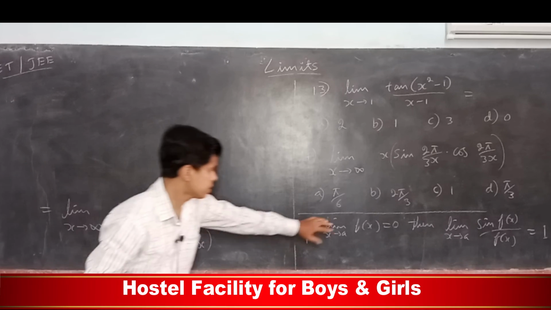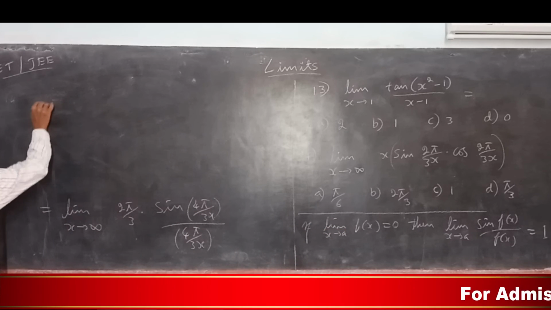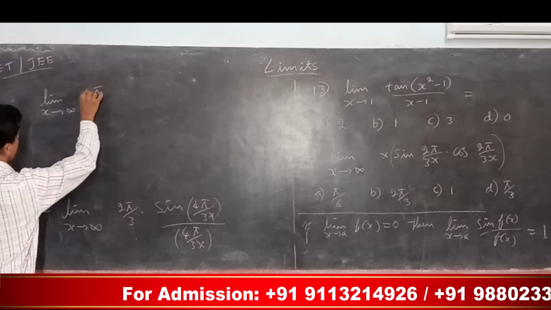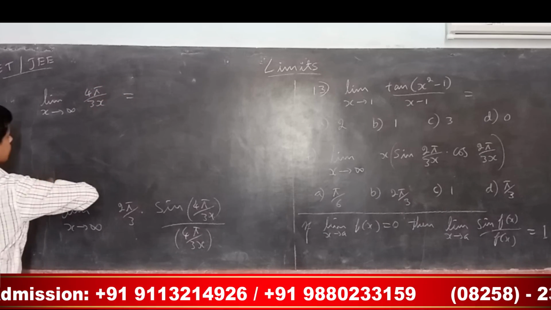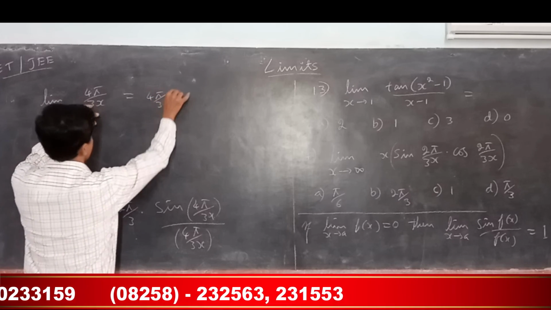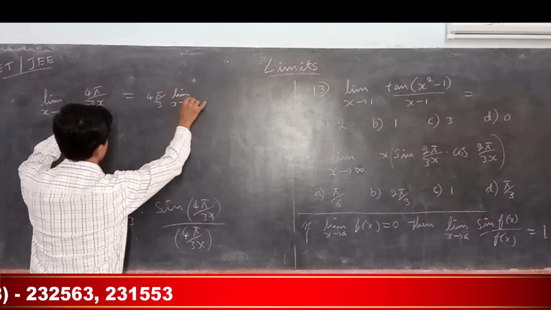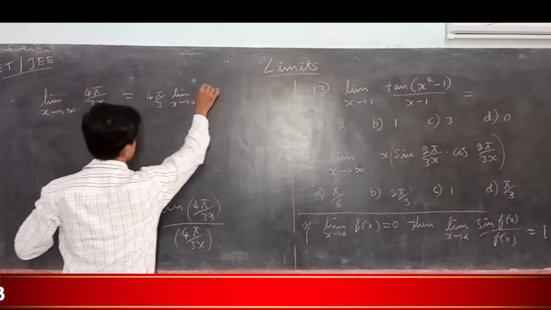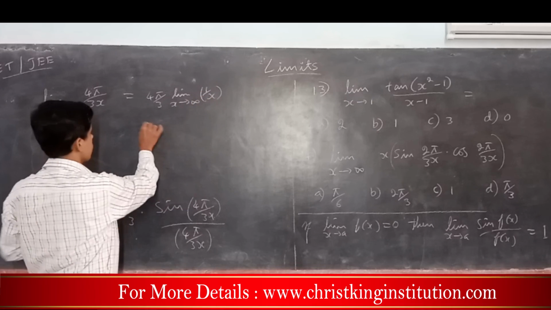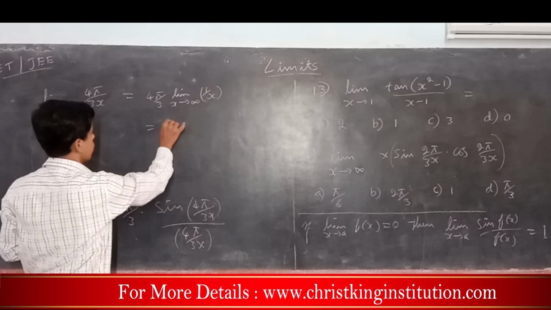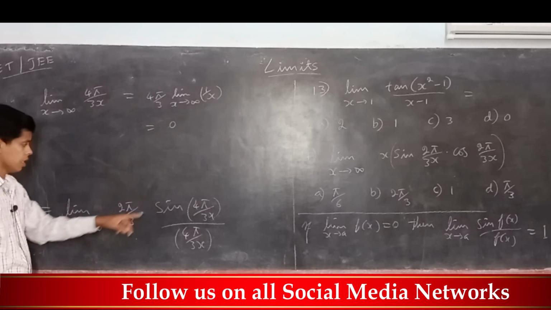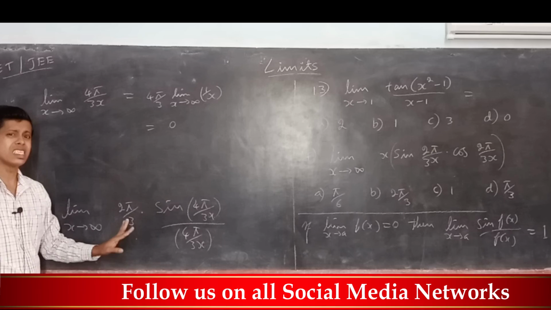All right. So I am checking this. So limit x tends to infinity, 4 pi by 3x. What happens to this? See, 4 pi by 3 is a constant. So let me take that out. And I should apply the limit only to 1 by x. So what happens to this? As x becomes infinity, 1 by infinity is 0, right? So 4 pi by 3 into 0. So that is 0 itself. So I got 0. So that tells me that the limit value of this is 1.